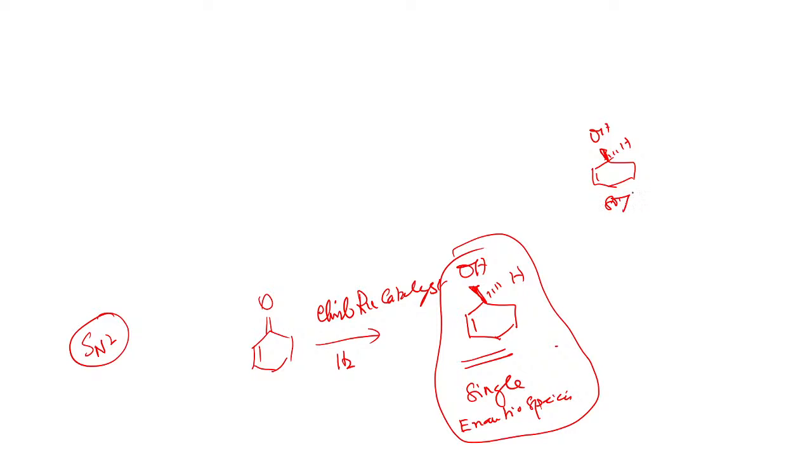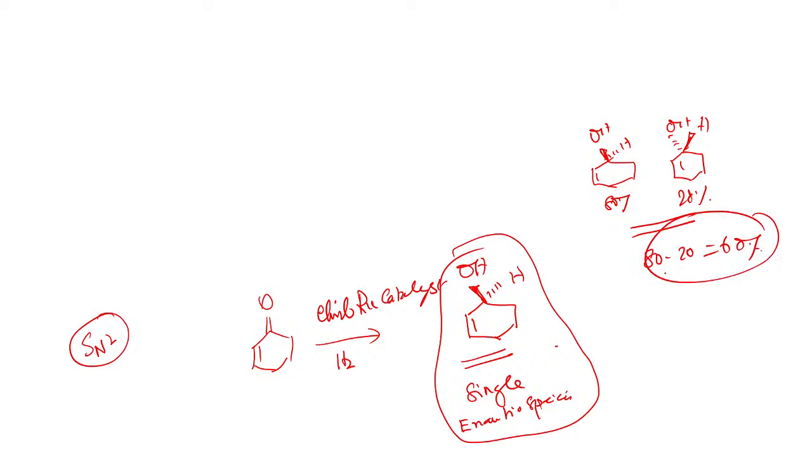Let us see, 80% you have, another one you have 20%. So this is an example for an enantioselective reaction. 80 minus 20, you will get 60% enantiomeric excess. So this also you can call a stereospecific reaction and stereoselective reactions.